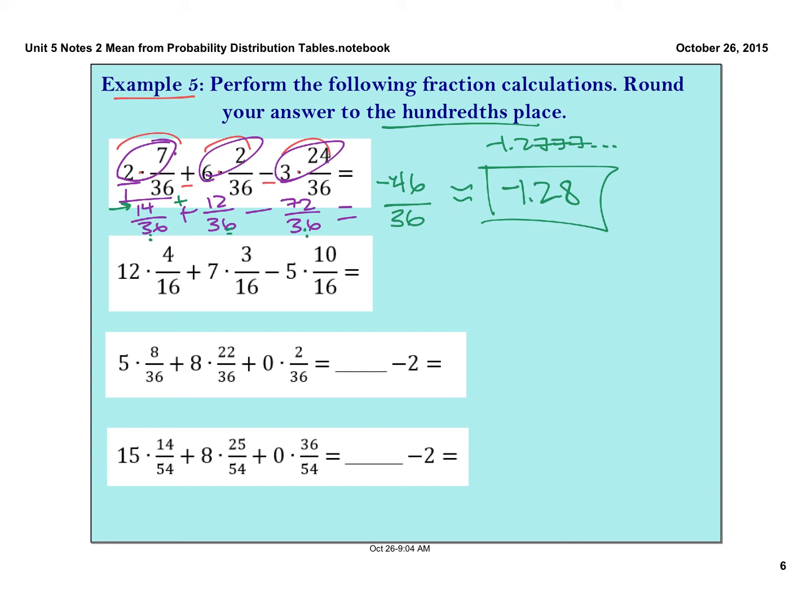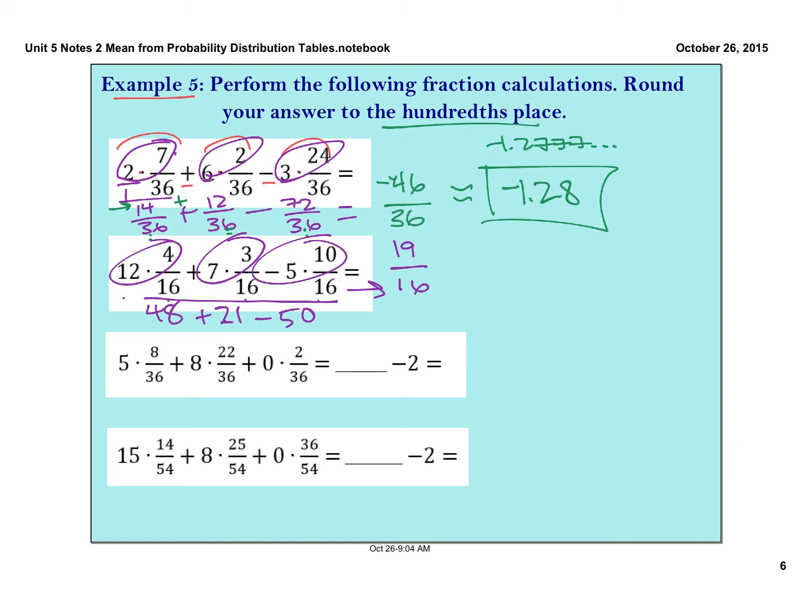12 times 4 out of 16, plus 7 times 3 out of 16, minus 5 times 10 out of 16. Again, notice that your denominators are all common. That's good. You right away know that this is going to be 16 for a denominator. The next thing is multiply your numerators. That's 48. That's 21. That's a negative 50. So I'm really looking at 48 plus 21 minus 50 for the numerator, which gives me 19. So I end up with 19. Denominator stays the same. When I add and subtract fractions, my denominator does not change.